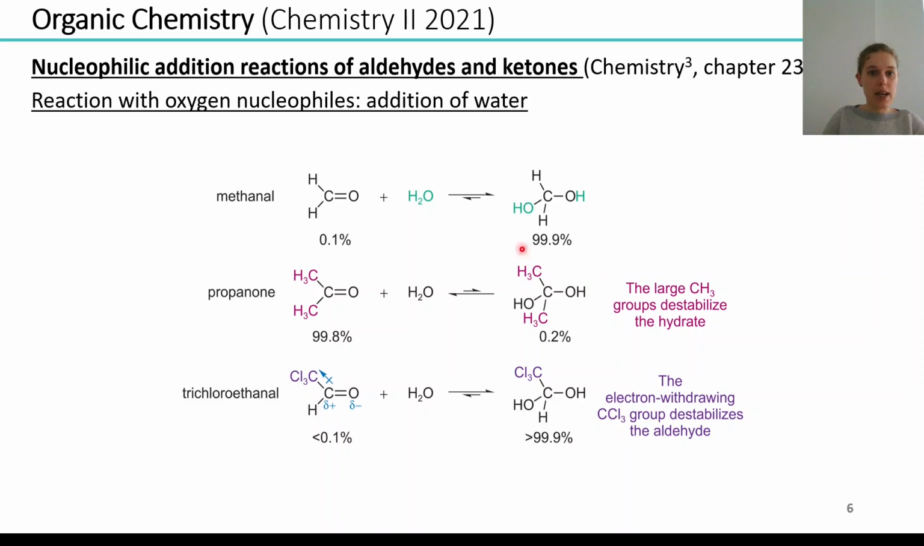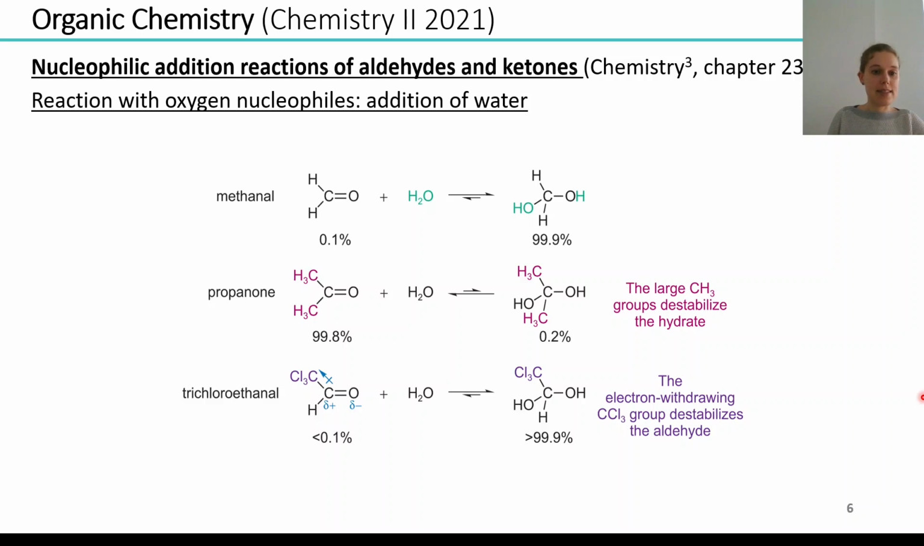You can see that in the hydrate, the steric hindrance is larger compared to the steric hindrance in the ketone, and therefore the equilibrium is shifted to the side of the ketone. Conversely, if we have an aldehyde, we only have the small hydrogen groups here, so the steric hindrance after introducing these hydroxide groups is less, therefore the equilibrium is on the side of the hydrate.